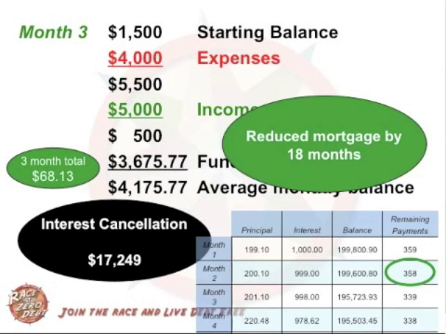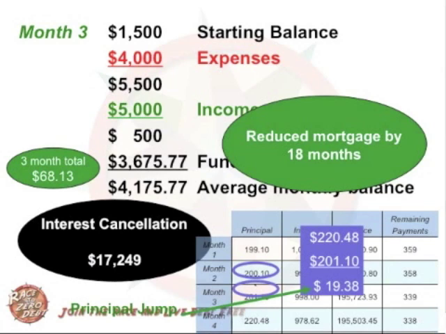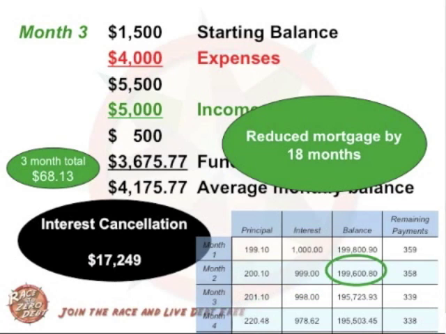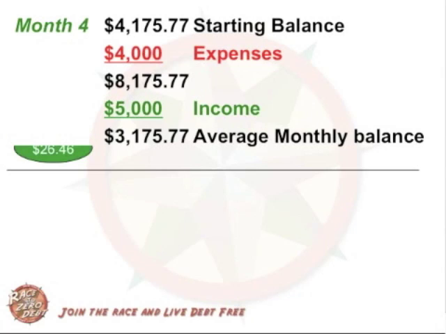Our principal payment just jumped from $201 to $220.48. Remember, our principal payment was only increasing by $1 each month. Now, every payment we make from now on will have $19.38 more going towards principal. And our new mortgage balance is $195,723.